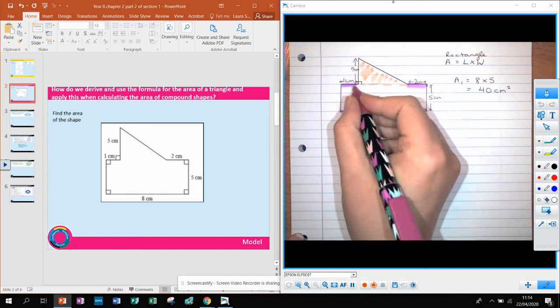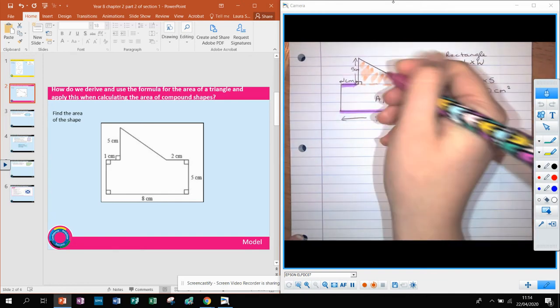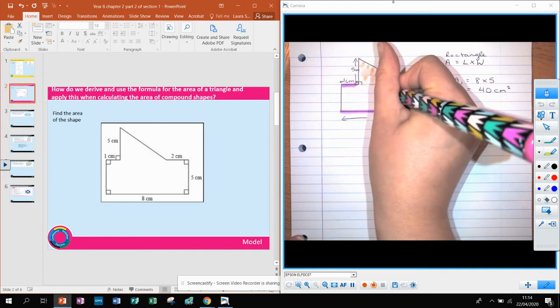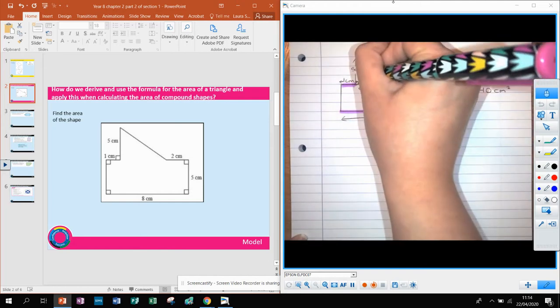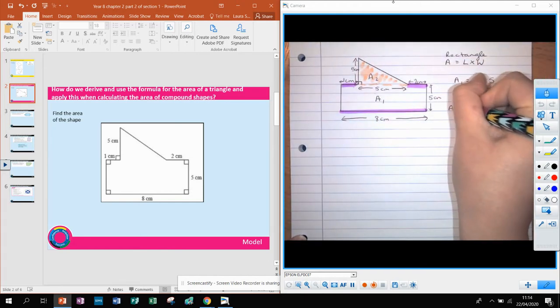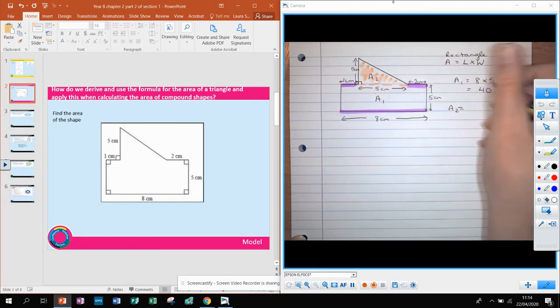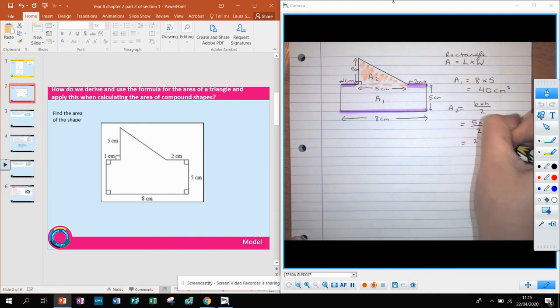All right, and 8 take away 1 is 7, take away another 2 is 5. So that means that our base of that triangle is 5 centimeters. So we're going to call this area 2, and area 2 is going to be equal to base times height divided by 2, which is equal to 5 times 5 divided by 2, which is 25 divided by 2, or half of 20 is 10, half of 5 is 2.5, so 12.5, and that's centimeters squared.